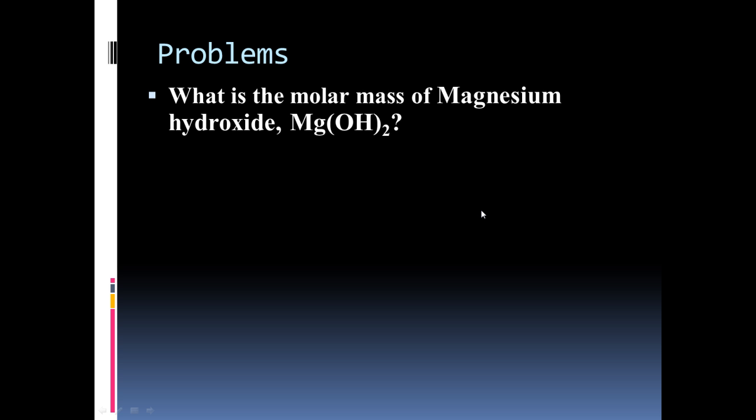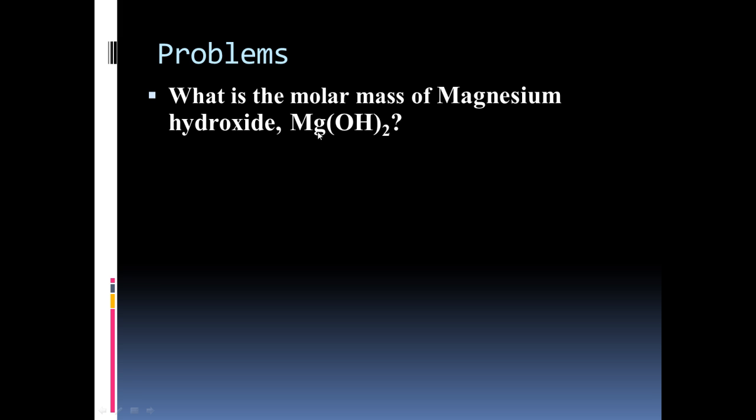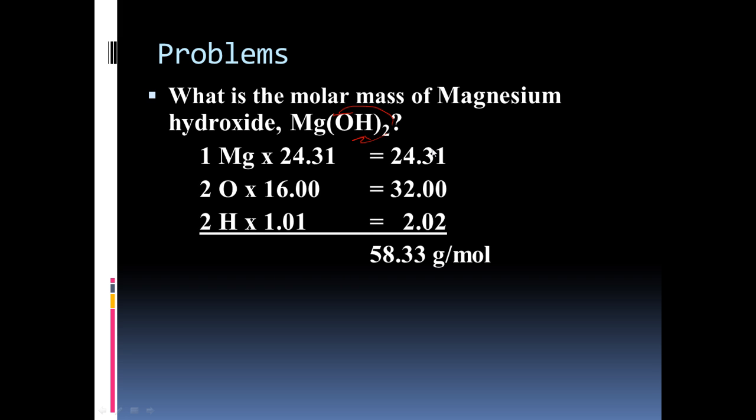Okay, let's try the next one. What is the molar mass of magnesium hydroxide, Mg(OH)2? So for this next one, now when I go to count this out, this 2 distributes on everything in there. The 2 distributes on the oxygen and the hydrogen. So I've got 1 magnesium, 2 oxygen, 2 hydrogens. I multiply these out, I add them all up, and you should have gotten 58.33 grams per mole.